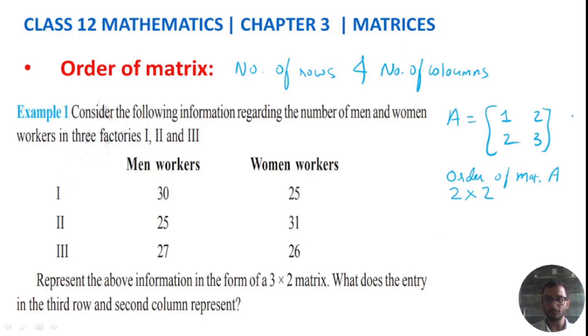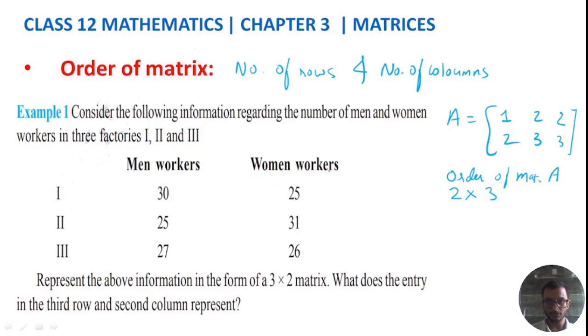And suppose I have added one more column, let's say 2 and 3. Then the order will change: rows are the same, only 2, but columns are now 3. So the order is 2 cross 3.